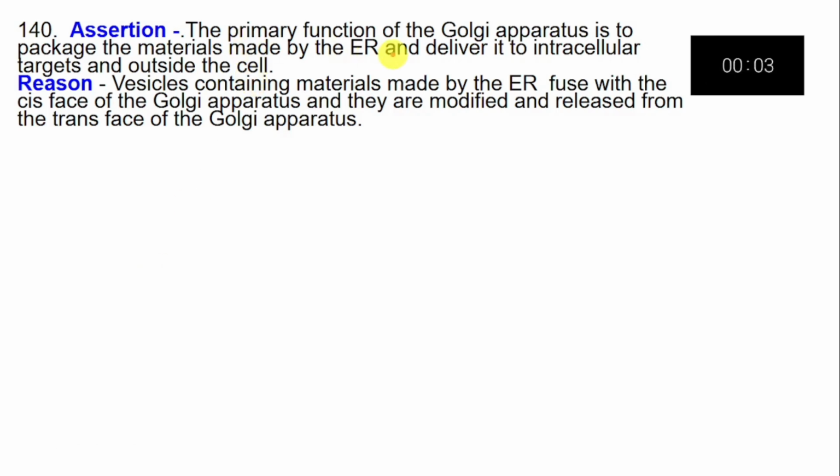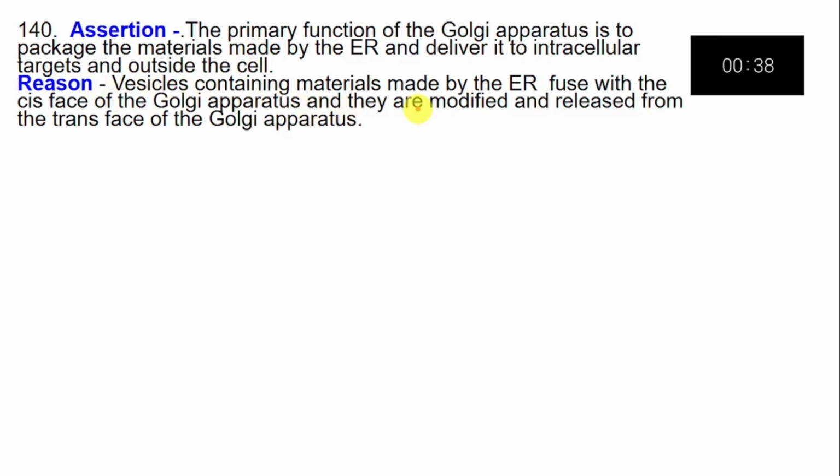The primary function of Golgi apparatus is to package the material made by ER and deliver it to intracellular targets and outside the cell. Correct. Otherwise, if it is not to be delivered to other targets or outside the cell, it is synthesized by free ribosome. The fact that it is synthesized by ER and channeled into Golgi is to deliver it to other intracellular targets or outside the cell. Correct. Option 1, assertion statement is correct.